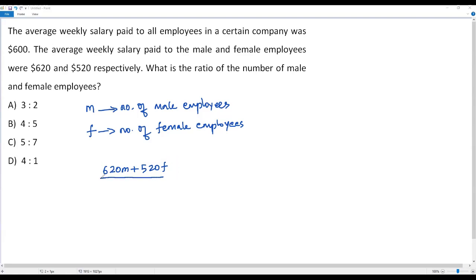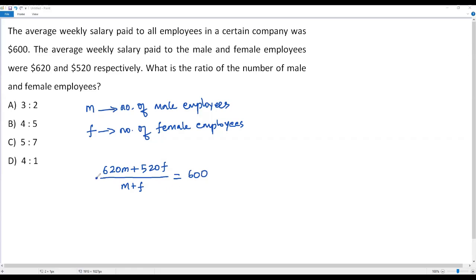Now I divide this total weekly salary paid to all the employees by the total number of employees, that is M + F. This M + F gives the total number of employees, since M represents the number of male employees and F the number of female employees. When we divide the total weekly salary by the total number of employees, it gives the average weekly salary paid to all employees. Already we know that it is $600, so this expression must be equal to 600.